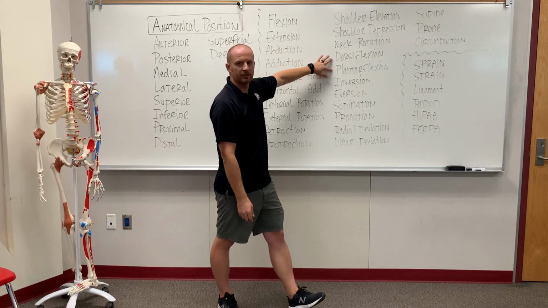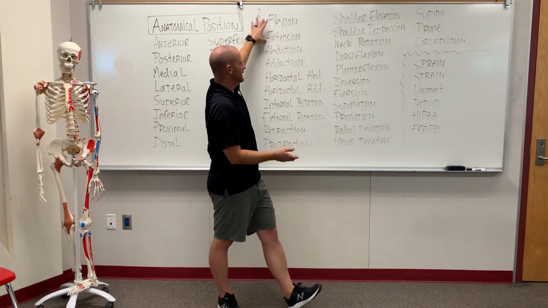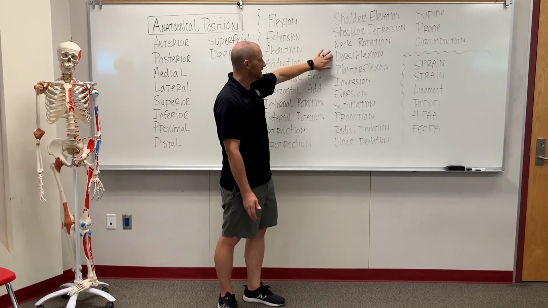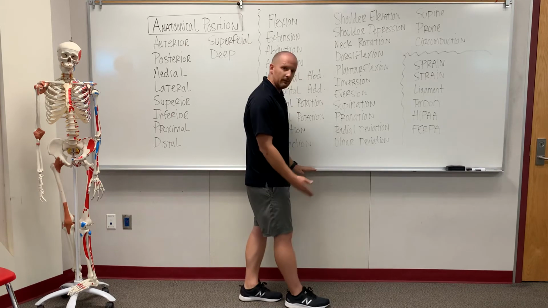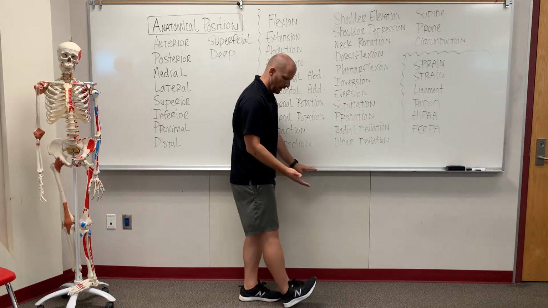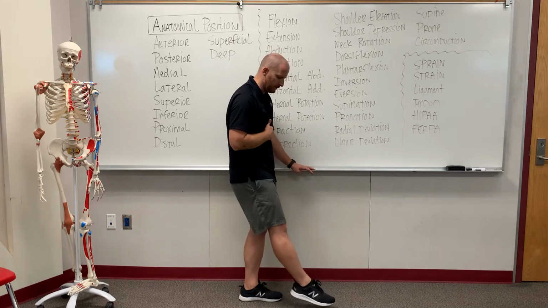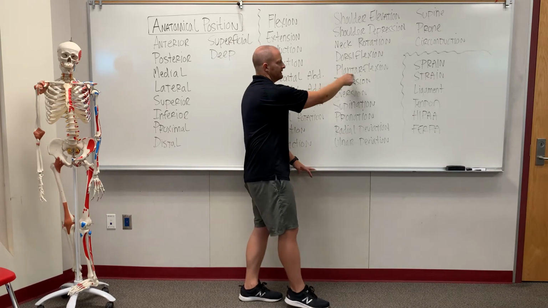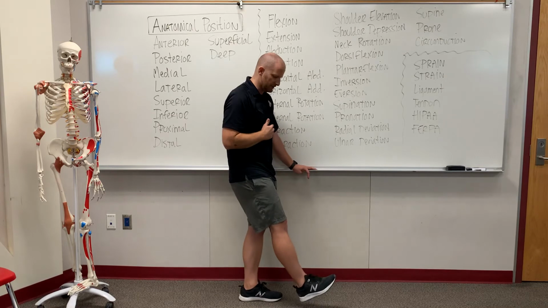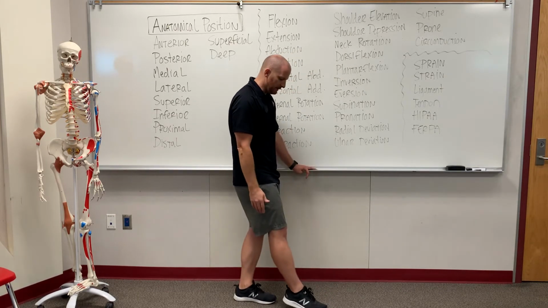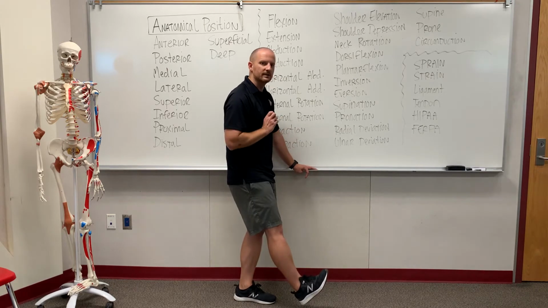Dorsiflexion and plantar flexion. A minute ago when we talked about flexion and extension, I said there were specific terms for the ankles. These are them. Dorsiflexion means bringing my ankle or foot toe up. Plantar flexion means pointing my toe down. I like to remember it as point it towards the plants. Plantar flexion is point your toe towards the plants or the ground. Dorsiflexion is bring your toe and point it up towards the ceiling.